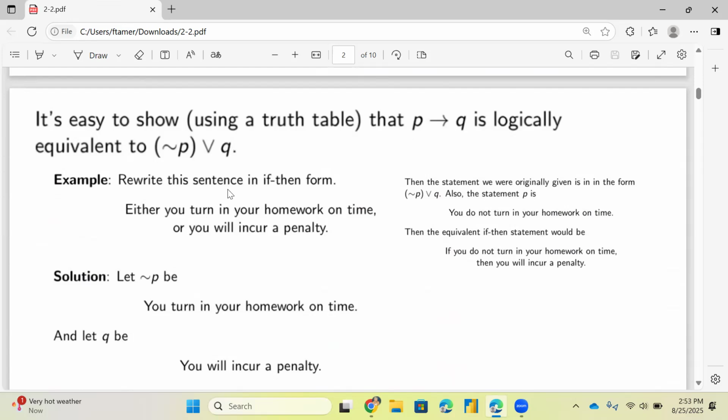So let's look at some sentences here. The question is, can you rewrite this sentence in if-then form?